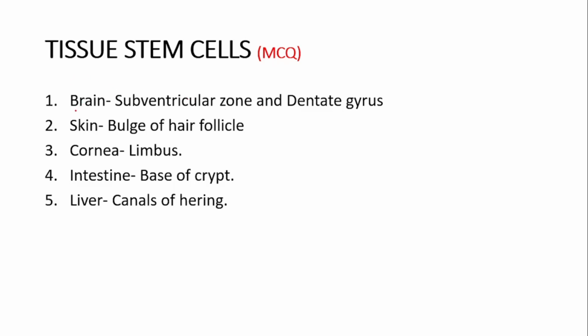So these are the adult stem cells. In the brain we see the stem cells in the subventricular zone and dentate gyrus, whereas in the skin, the stem cells are present in the bulge of hair follicles. In the cornea it is present in the limbus. In the intestine, it is present at the base of the crypts, and in the liver it is seen at the canal of Herring.